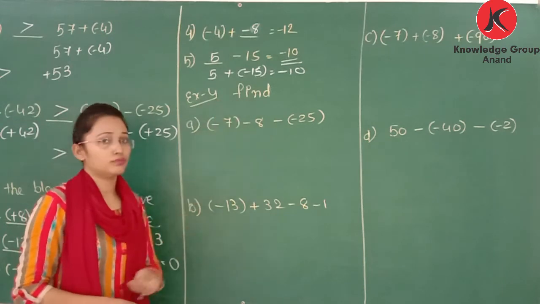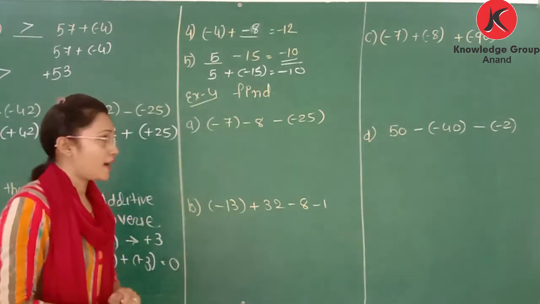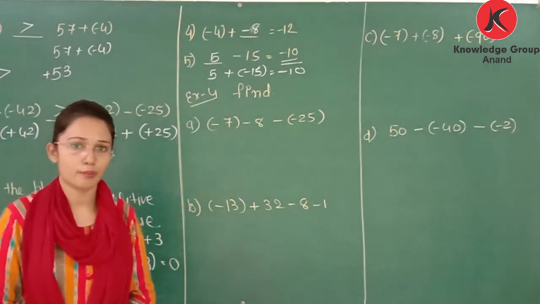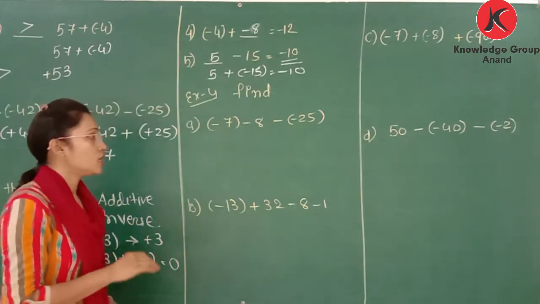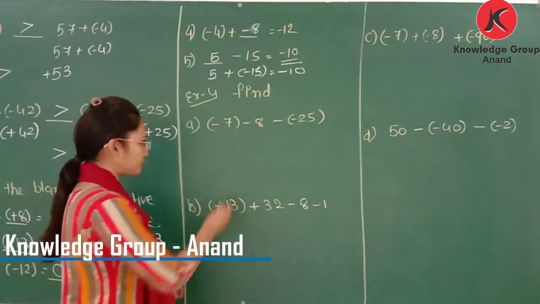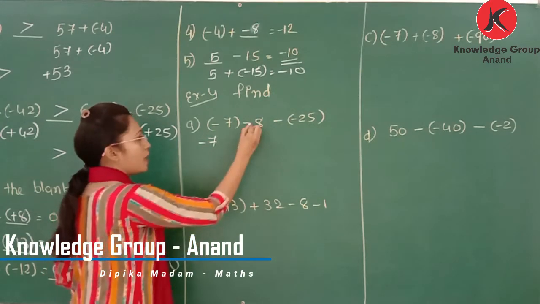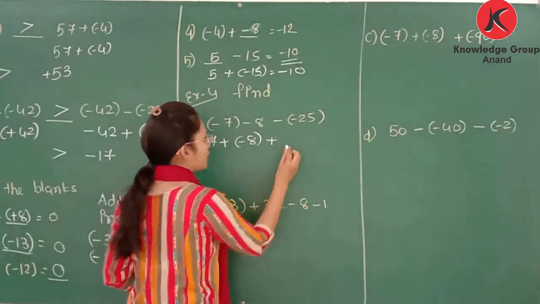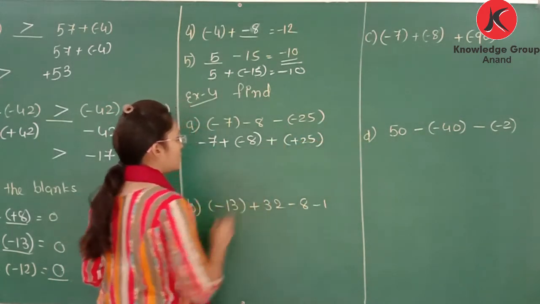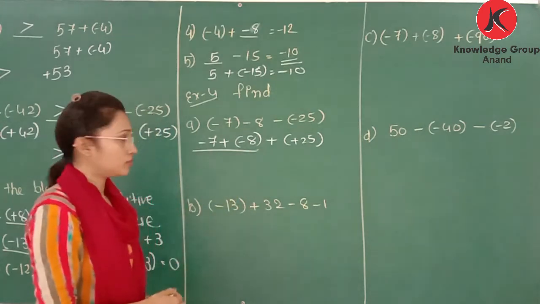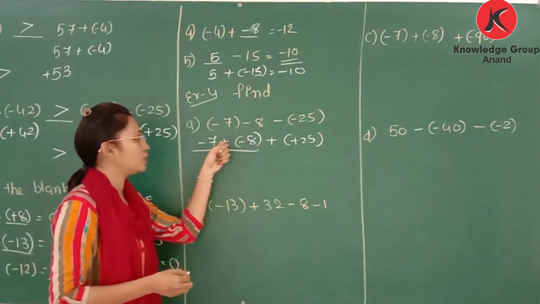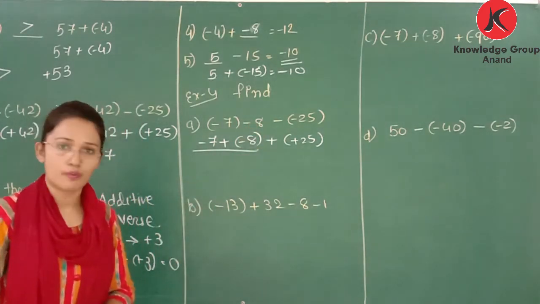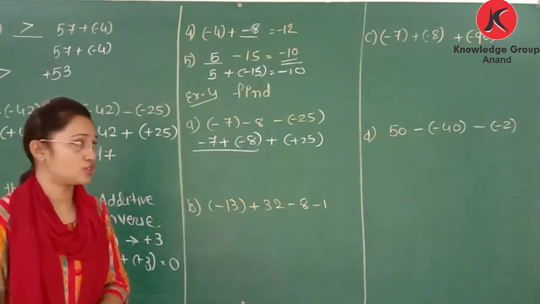Now exercise 4, example 4, that is find first minus 7 minus 8 minus 25. We already solved this kind of example in which we need to change the subtraction sign into addition. So here minus 7 as it is, minus becomes plus, minus 8, minus becomes plus, 25 becomes plus 25. Now numbers with the same sign. Here this is the subtraction sign, so convert it into addition. 8 sign is positive, becomes minus. Whenever there is a subtraction, then only you need to change the sign.